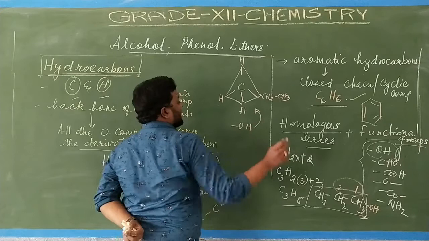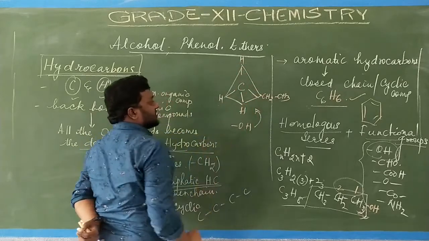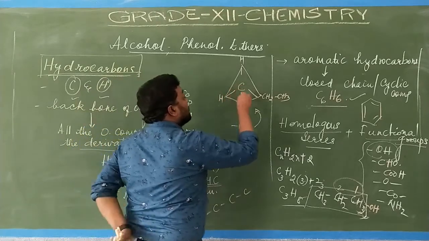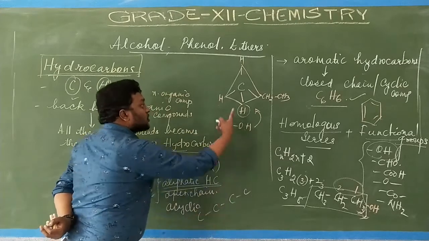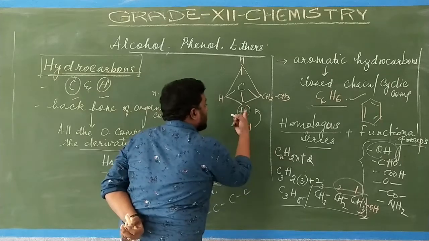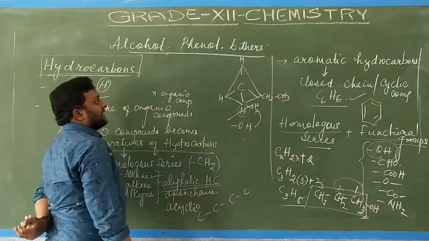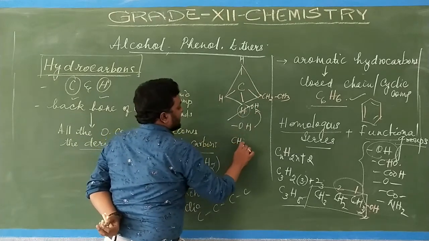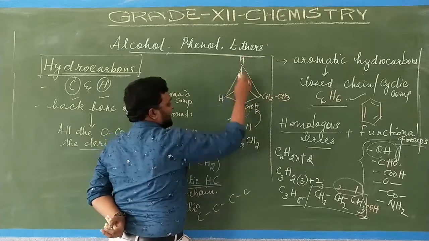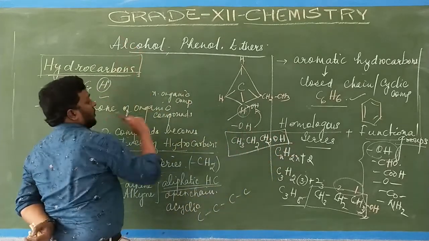One OH, that is the alcoholic group, has to be added. Where will I add it? Everything is filled with hydrogen and the CH2 CH3 group, so there is no chance for adding this OH group. Automatically this carbon will lose one hydrogen atom. The hydrogen gets substituted, not added. It is a substitution: H goes off and OH gets added. So now what is the formula? CH3, CH2, CH2, and this OH gets added. This is called alcohol.